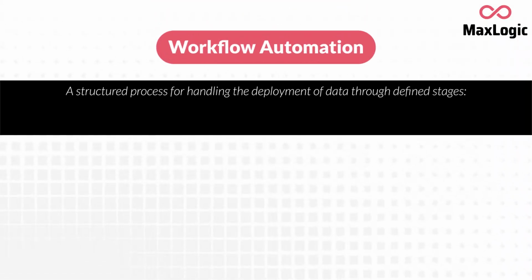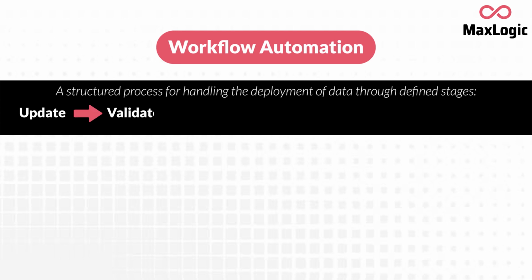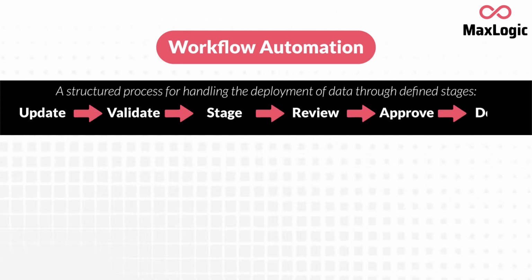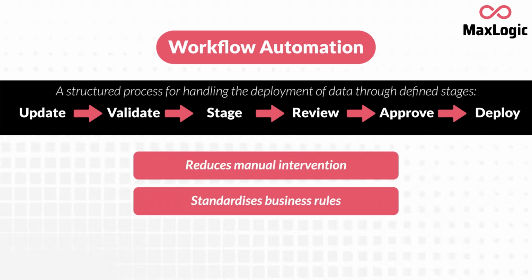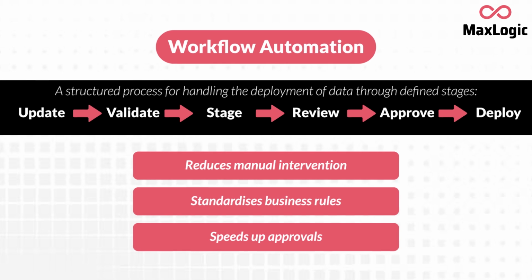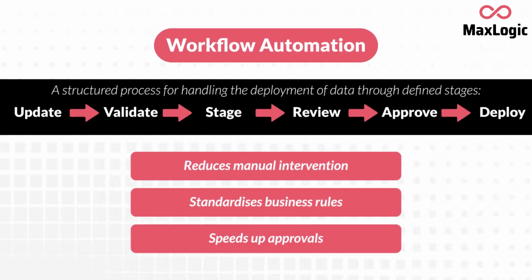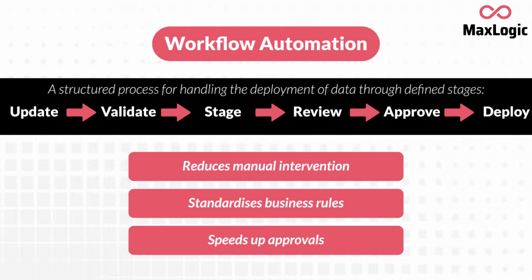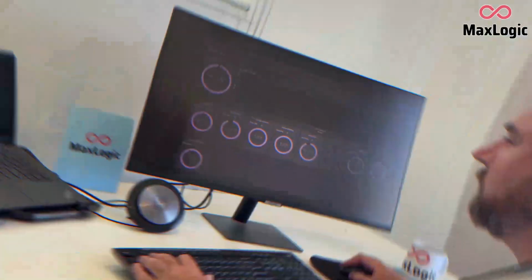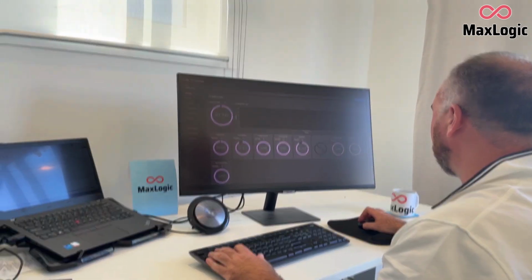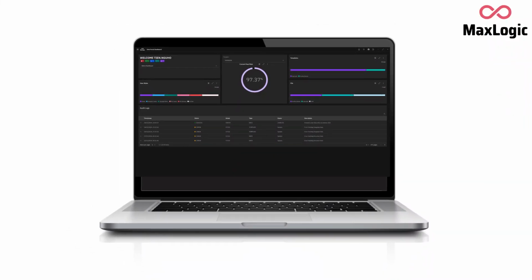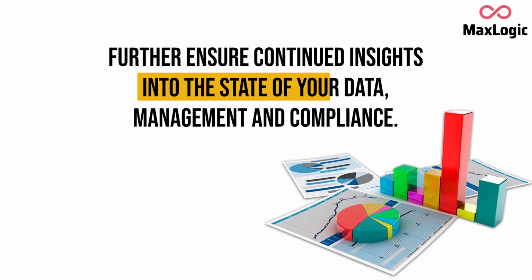Key features of the portal include workflow and automation, providing a structured process for handling the deployment of data through defined stages. Its template-based management and business rule enforcement will ensure all data is validated before going in, preventing errors and inconsistencies. Built on the easy-to-use IBM Carbon UI, the real-time insights and validations logs available via the user dashboards will further ensure continued insights into the state of your data, management, and compliance.